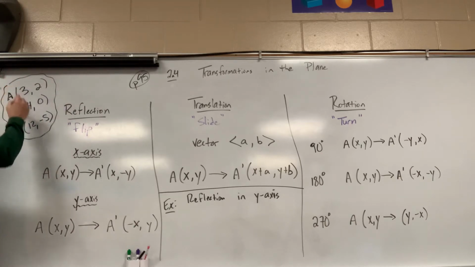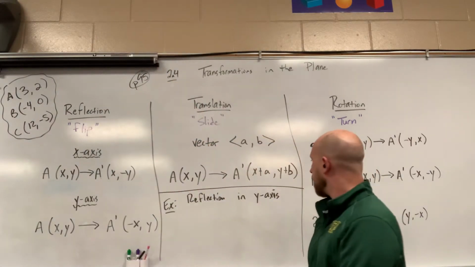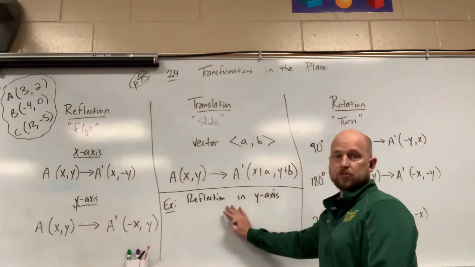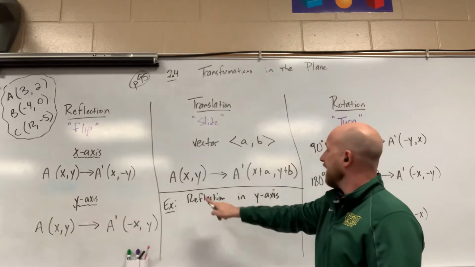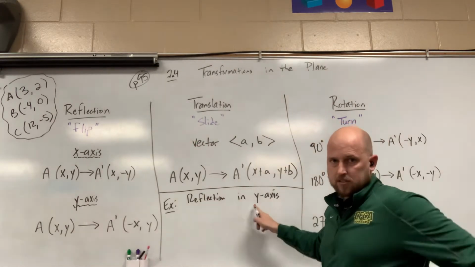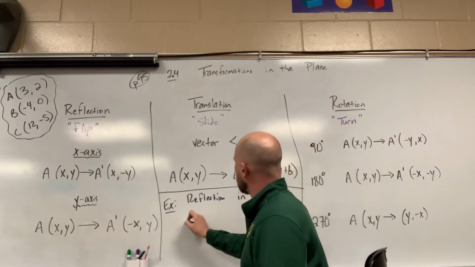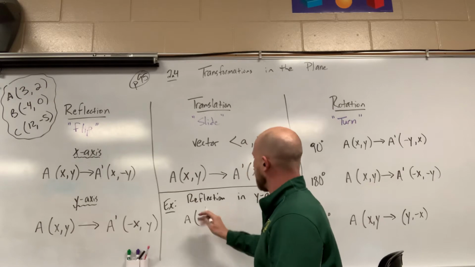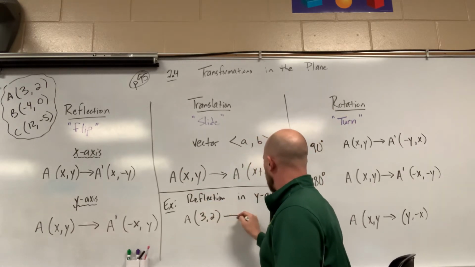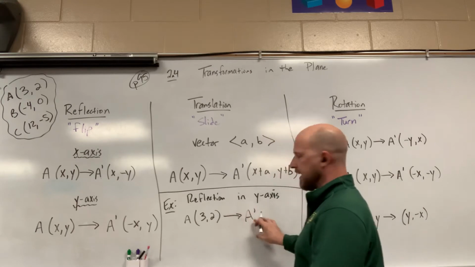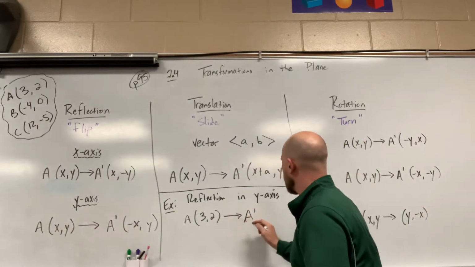Again, your homework gives you 3 points, and you need to do different things: reflection, translation, and rotation. So if we're using those points, A, B, and C from over there, and they're saying reflection in the y-axis, what that means is you're going to take your A. You have to take each point and transform them. So A is 3, 2. I'm going to transform it. Now it is A with the little apostrophe, so it's transformed A.